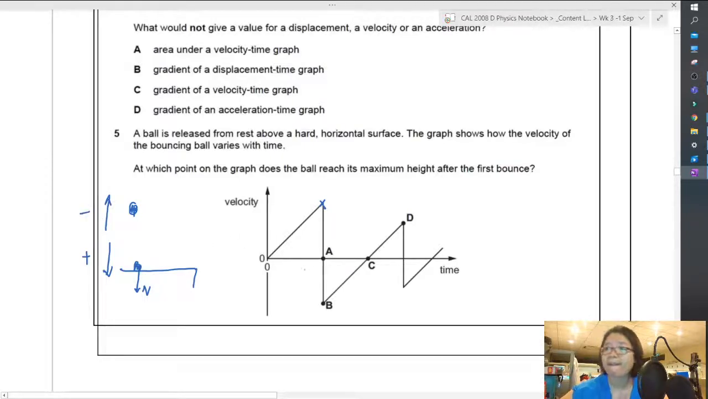Here is where it rebounds or leaves the ground, and B is where it's travelling up. Because at B now you have negative, so this here is point B. Point A is a bit hard to label. It's when the ball has maximum compression and stops for a while.